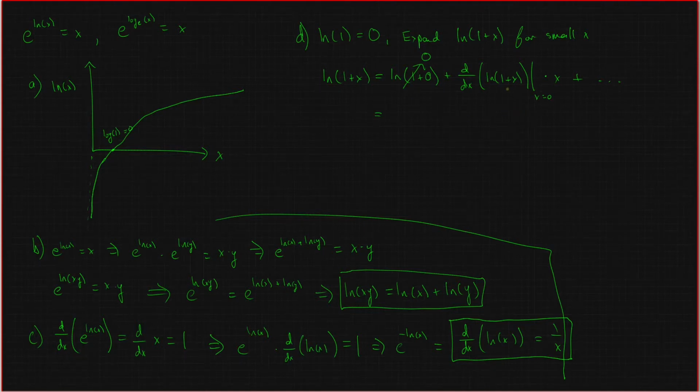Because it's just ln of 1. And let's see, this term right here, we said that the derivative of ln of x is 1 over x, so the derivative of ln of 1 plus x is just 1 over 1 plus x. Evaluate that at x equals 0, multiply by x, and what do you have? You just have x. So we've shown that ln of 1 plus x is approximately just x for small x. Okie doke. So this will all be useful moving forward.